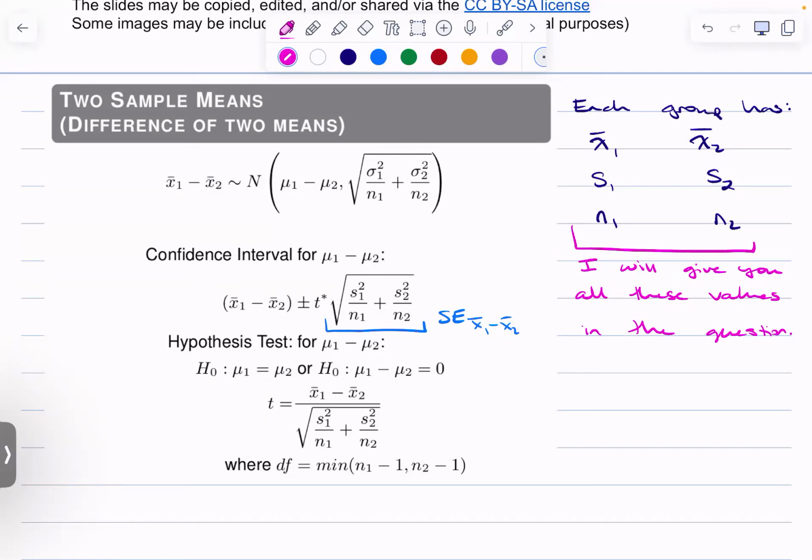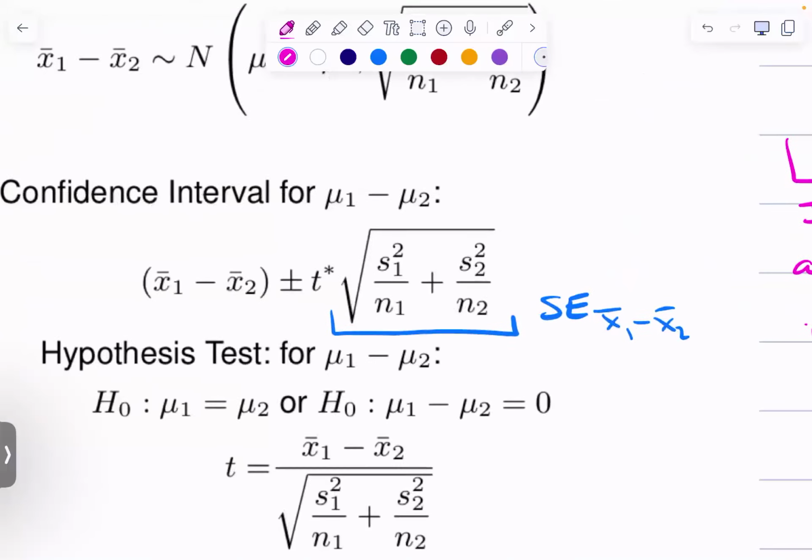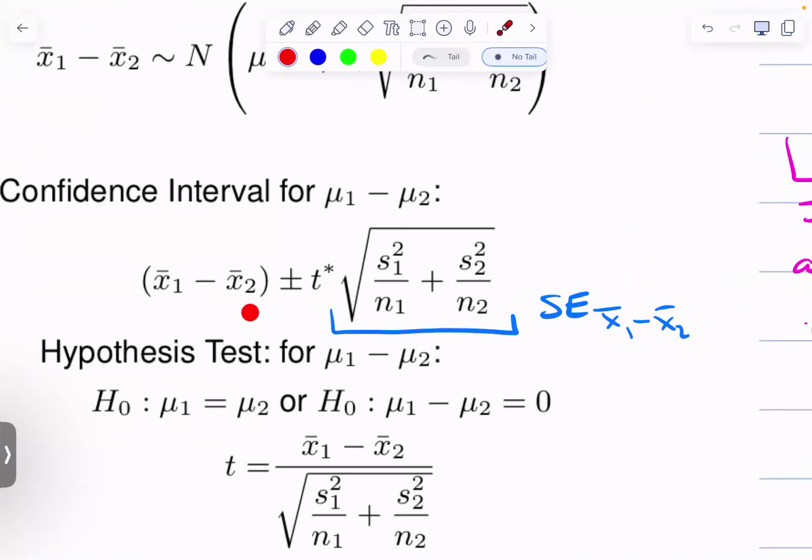Besides that, this is exactly how all our confidence intervals are built. My point estimate plus minus a critical value, this t star. Now, in order to find the t star, I need my degrees of freedom. But besides that, I can find my t star, and then times the standard error of my point estimate. So even though it looks big, we just need some way of incorporating all this information.